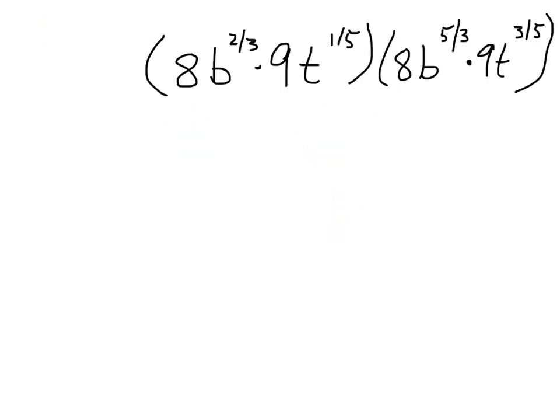In this problem, same idea. We do not need the parentheses, so we are just multiplying coefficients. Okay, so coefficients here, we have 8 times 9 times 8 times 9. So doing that on a calculator, I have 5,184.